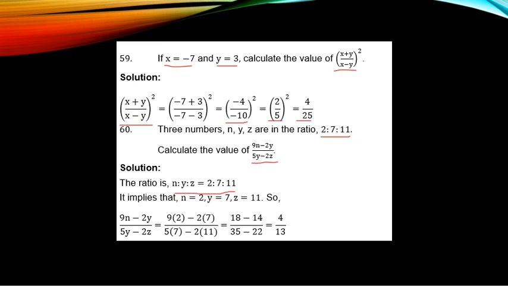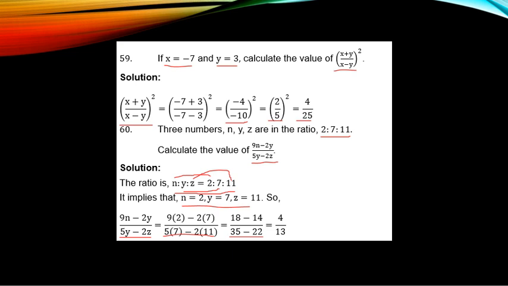That simply means N is equal to 2, Y is equal to 7, and Z is equal to 11. That is the meaning. So the expression (9N minus 2Y) over (5Y minus 2Z) comes in. You replace the letters with what they stand for. You know, 9N means 9 times N. So you have 9 times 2. If you multiply, you have 18 minus 14 over 35 minus 22.